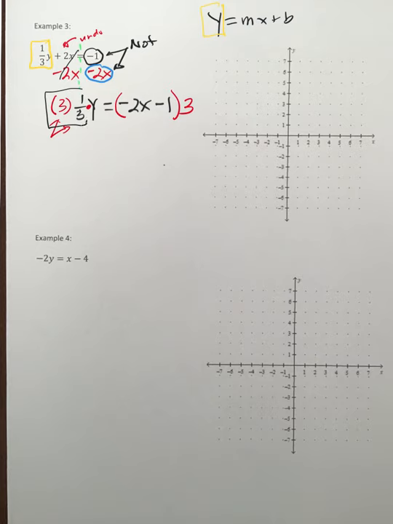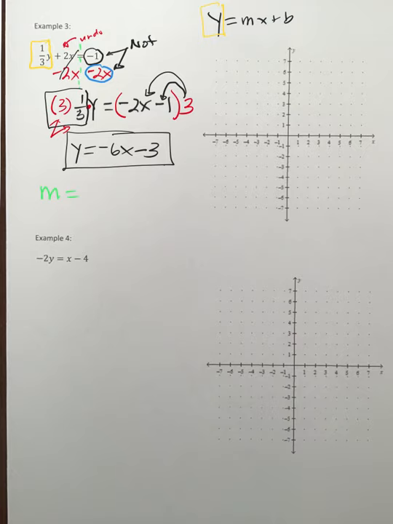When you multiply reciprocals, you always get 1, so that's y equals. And then you have to multiply both of these, so that means we have to multiply 3 times negative 2x, which is negative 6x. And then again, 3 times -1, which is negative 3. So now we've got it in slope-intercept form. So what's the slope? And what's the y-intercept?